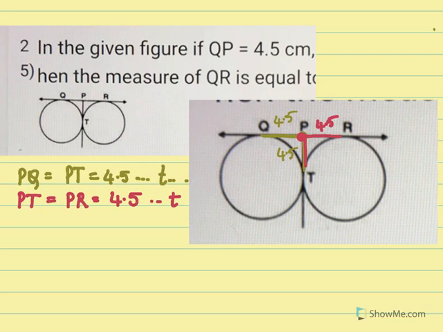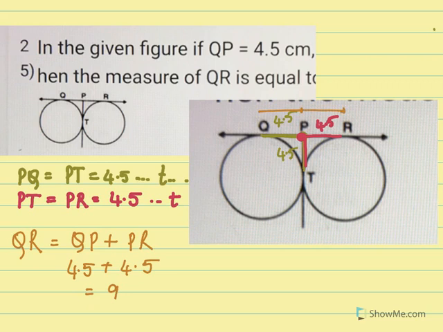Now when I take QR, my QR equal to QP plus PR. That means it is 4.5 plus 4.5, and the answer is 9. Have you seen 4.5 till here, 4.5 till here? So it will be 9. These tangents from an external point are equal, and this also is equal to this.